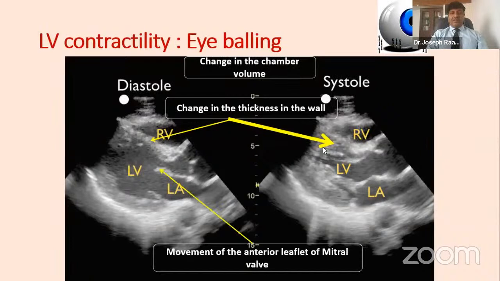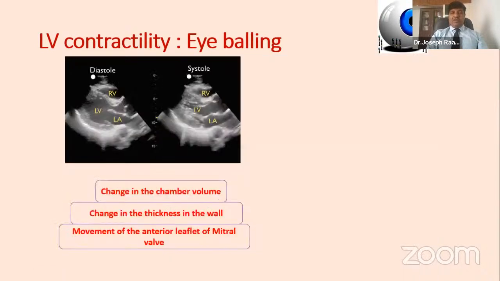The third thing is the anterior leaflet of the mitral valve. This mitral valve anterior leaflet has to go towards the interventricular septum. How far it moves, or how close it moves to touch the interventricular septum, will give you an important idea about the left ventricle. So when you are qualitatively analyzing left ventricular function, these are the 3 points by which you will be able to analyze.